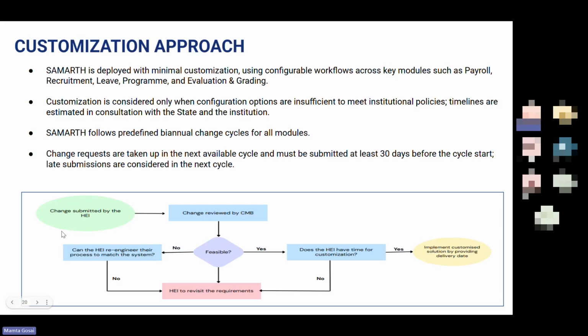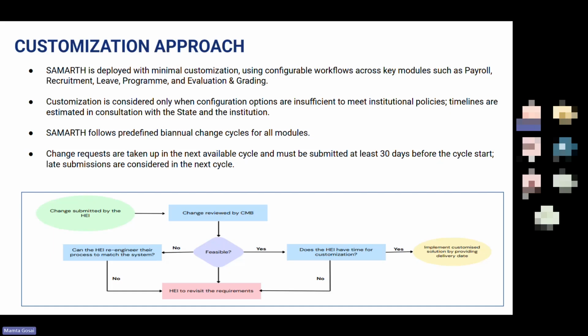I hope you can see the workflow diagram here. Once the institution finds any gaps in the module, they need to submit the changes they want in a particular module. The nodal officer will submit his or her changes that they have gathered from the module admins. Once submitted, these changes will be reviewed by the change management board of Samarth.